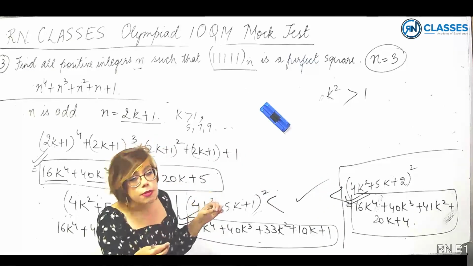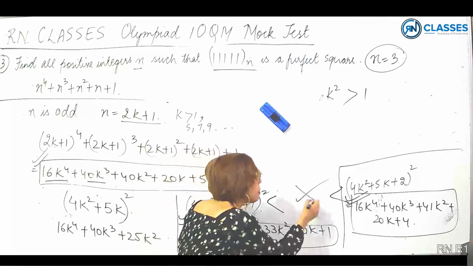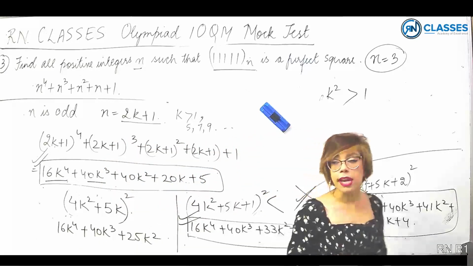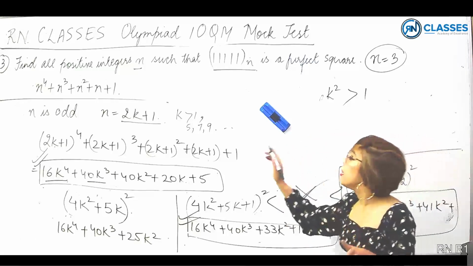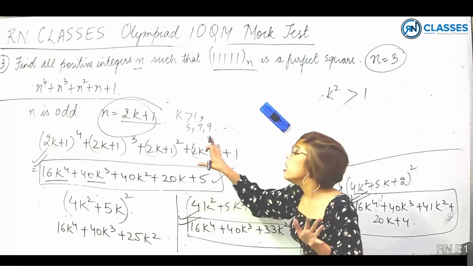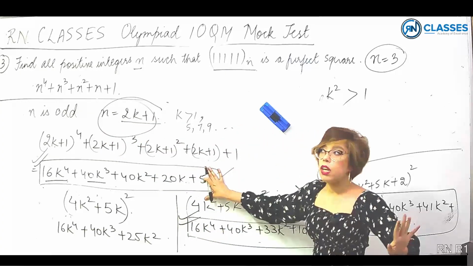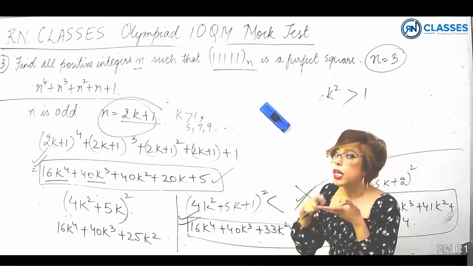If an integer lies between squares of two consecutive integers, that means it cannot be a perfect square. Right? Again, I have proven that this polynomial, when considering this case, when n is odd, will not be a perfect square. Right? मैंने even के लिए कर दिया, odd के लिए कर दिया.